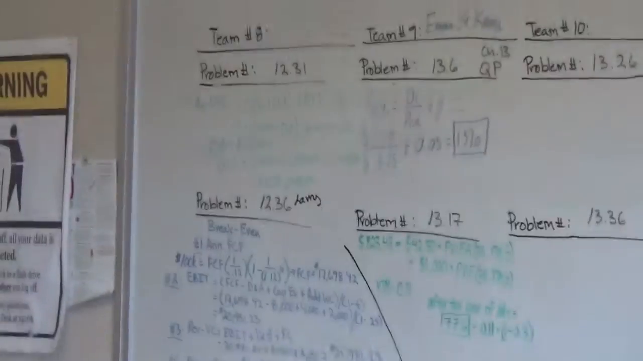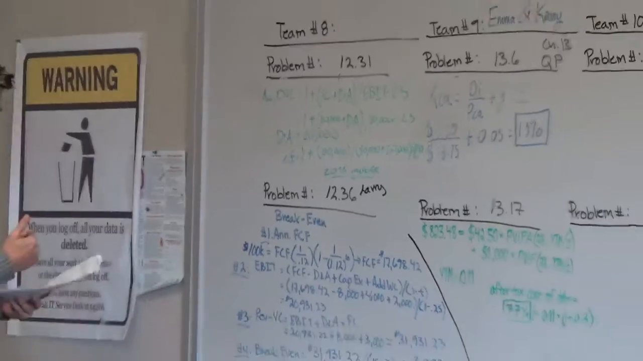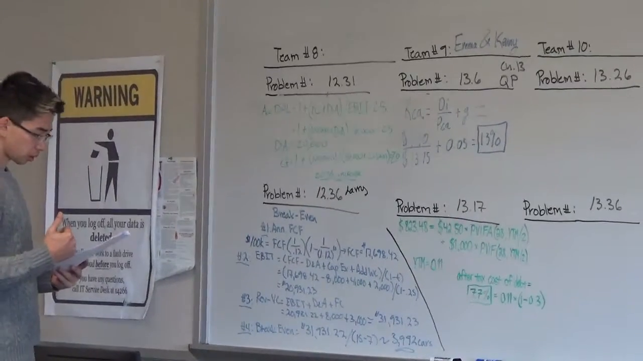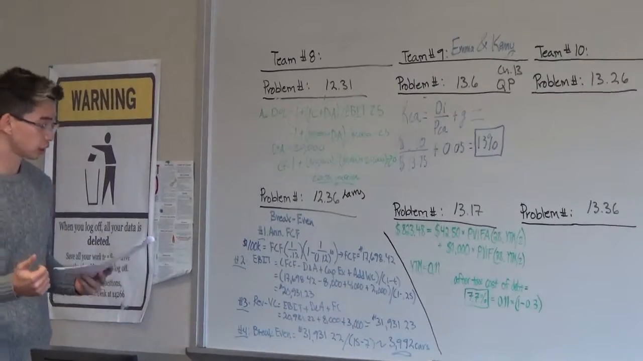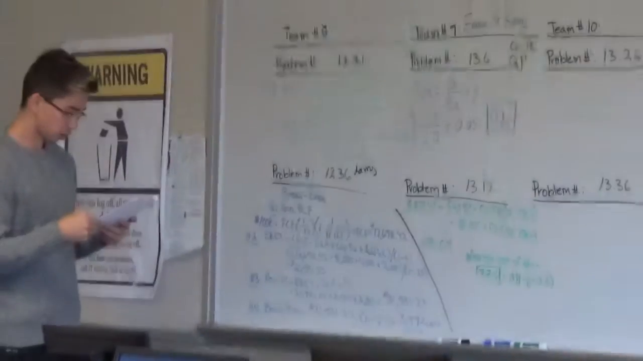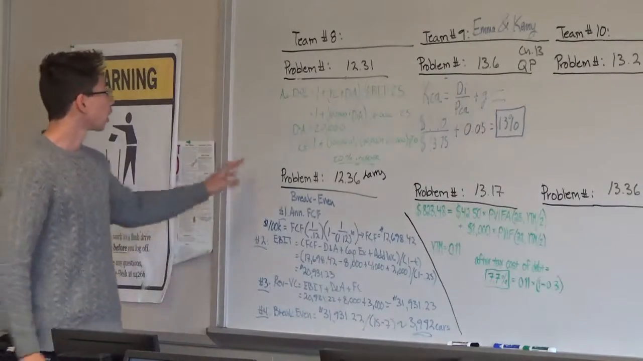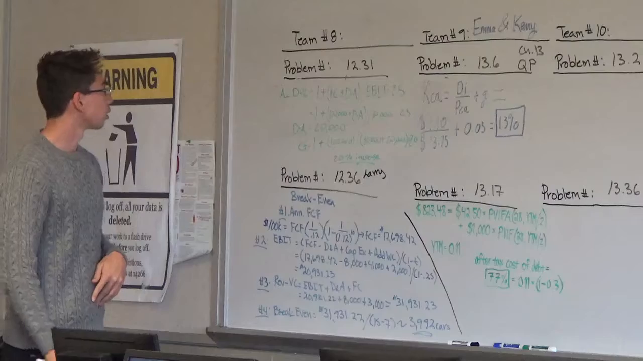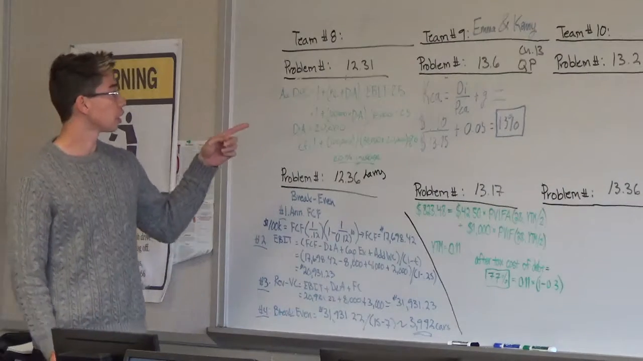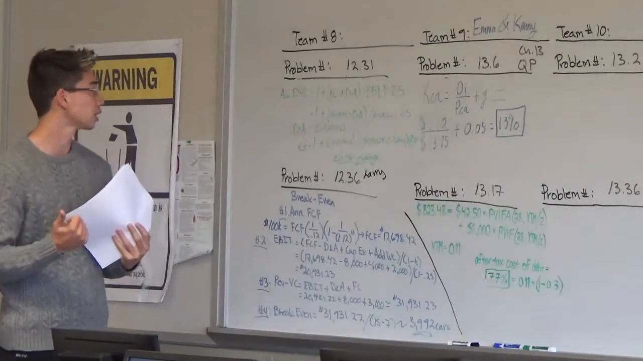So I did a 12.31, and it's basically a company who found that their EBIT would increase by 25% to $100,000, and we're trying to find the increase, the corresponding depreciation, amortization, and earnings before taxes.